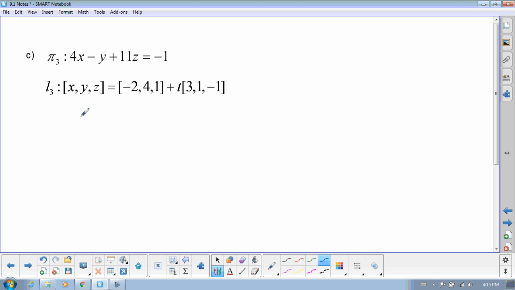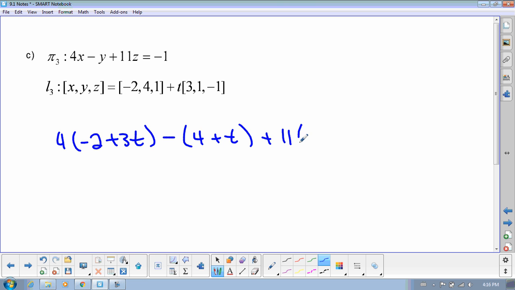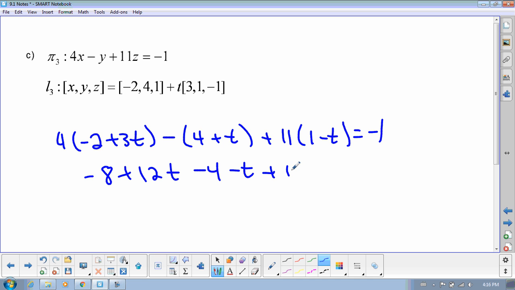So when we look at that, this one here, I have to do one little step further. I need to create the parametric equations, but I'm going to go ahead and do that and substitute in at the same time. So I have 4. My x is negative 2 plus 3t minus y. So my y parametric is 4 plus t plus 11 multiplied by 1 minus t equals negative 1. So we have negative 8 plus 12t minus 4 minus t plus 11 minus 11t equals negative 1. So negative 8 minus 4 is negative 12 minus 11 is negative 1.